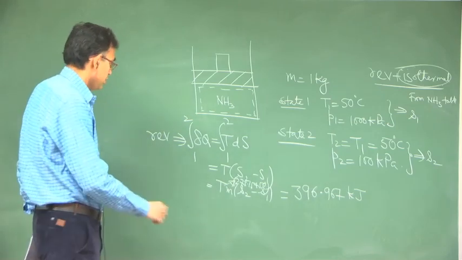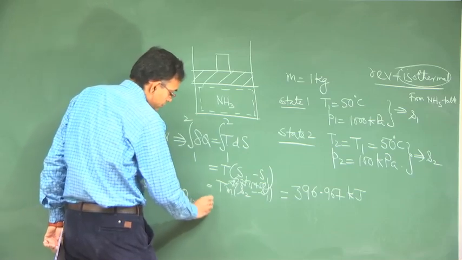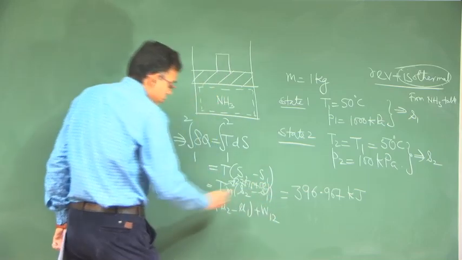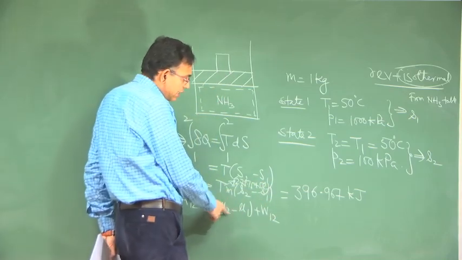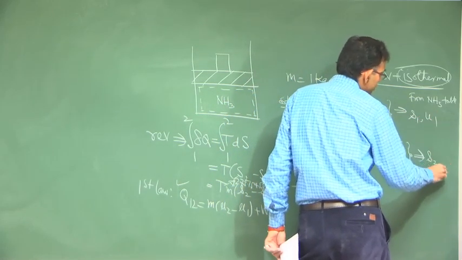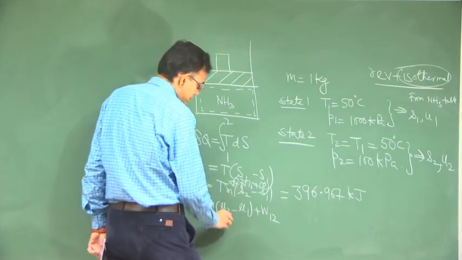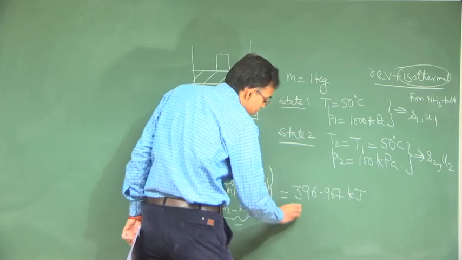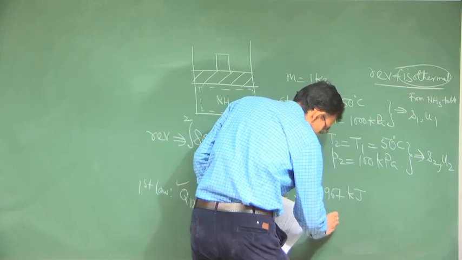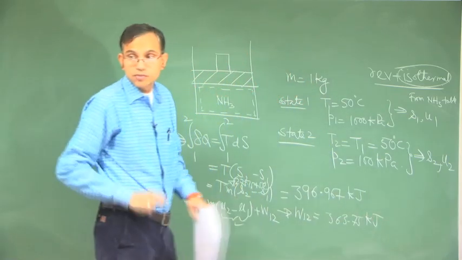How do you get the work done? Now you apply the first law. This heat transfer you already know, and the internal energy from the table. So, not just S1, you also require U1. These are from the table. This will give you W12. So, W12 is equal to 363.75 kilojoule.